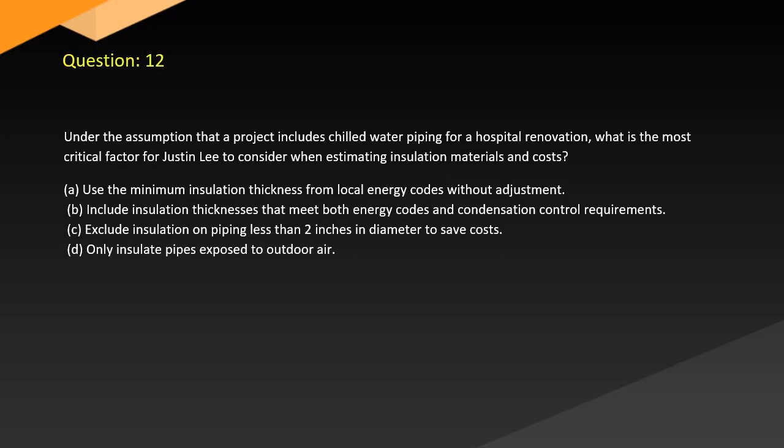Question 12. Under the assumption that a project includes chilled water piping for a hospital renovation, what is the most critical factor for Justin Lee to consider when estimating insulation materials and costs? A. Use the minimum insulation thickness from local energy codes without adjustment. B. Include insulation thicknesses that meet both energy codes and condensation control requirements. C. Exclude insulation on piping less than 2 inches in diameter to save costs. D. Only insulate pipes exposed to outdoor air.